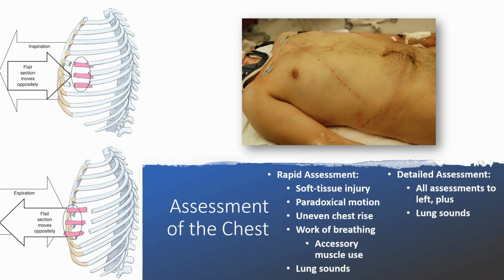Assessment of the chest, same thing. Looking for very specific things, right? That paradoxical motion gives us a good indication that there could be a flail segment. Unilateral chest rise or uneven chest rise in general could be a big thing. Also looking at that overall work of breathing. And remember that lung sounds are going to be reserved really more for our detailed assessment or in some cases a focused assessment. But if we're doing a rapid trauma head to toe, lung sounds should not be included in that initial head to toe assessment.